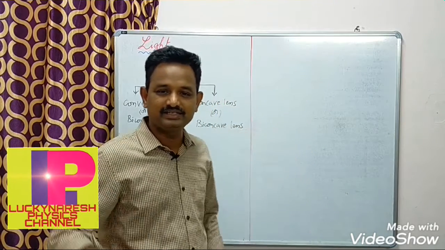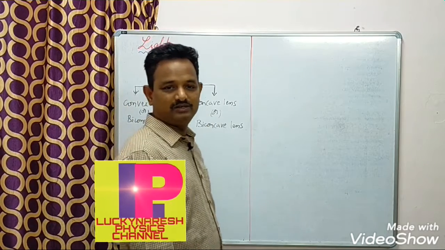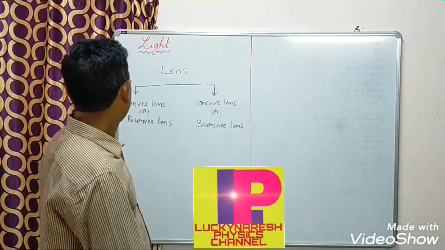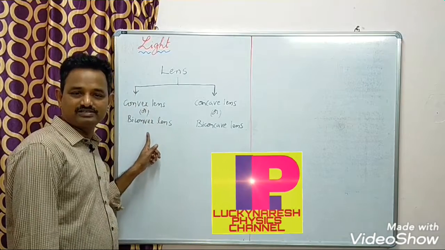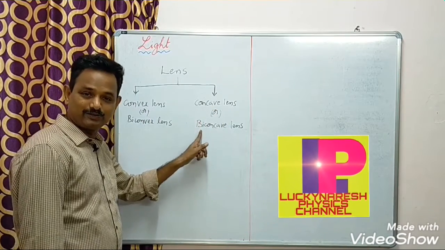Students, in this session I am going to discuss about lens. Usually we have two types of lens. One is convex lens or biconvex lens, and another one is concave lens or biconcave lens.